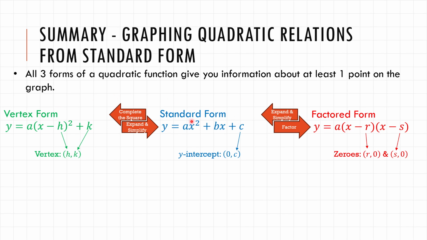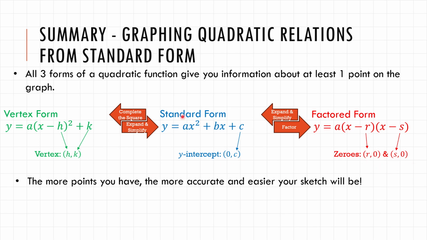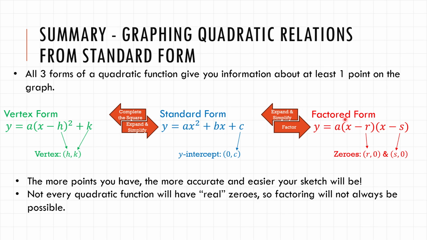Not every quadratic has a factored form because not every quadratic goes through the x-axis. Not every one has a y value of 0 at all. But if it does, you can use these techniques to find 4 different points. And the more points you have, the easier it is to sketch that smooth parabolic curve. And as I mentioned again, not every quadratic has real zeros, so this is not always possible.